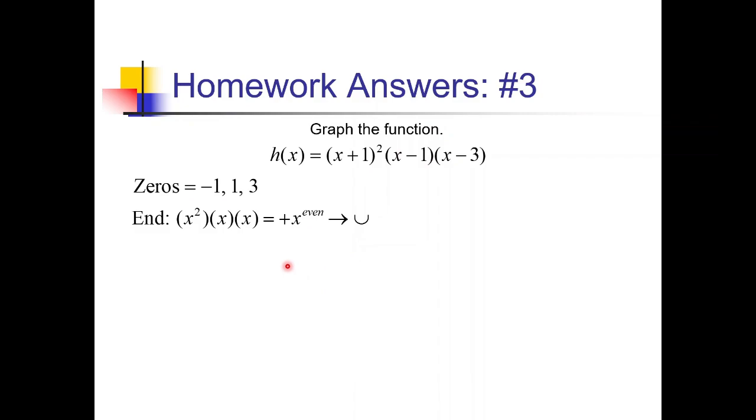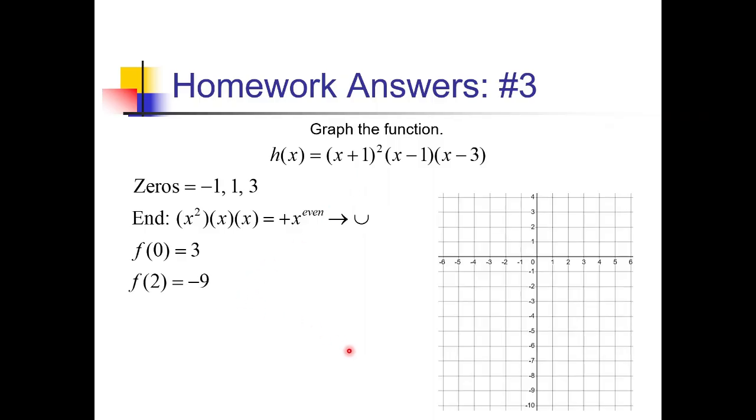And we also want to figure out a few points in between these zeros. So a point between -1 and 1, I bet if I plug 0 in, that'll be pretty easy. So that would give me 1 squared times -1 times -3. That would be a grand total of 3. And then a point between 1 and 3, if I plug in 2, that should do that one. So we've got 2 plus 1 is 3, squared is 9. And then this is going to be, let's see, 2 minus 1 is 1, 2 minus 3 is -1. So this is going to be -9 when the dust settles.